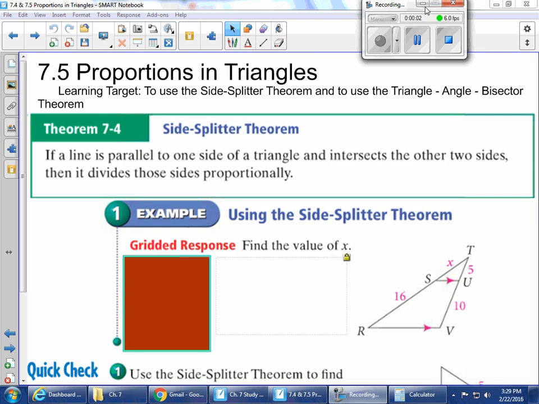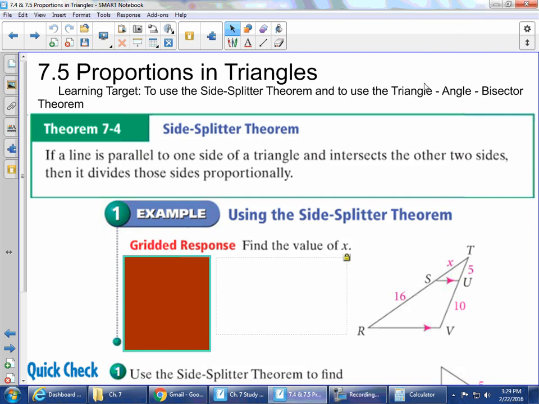Welcome to a lesson about proportions in triangles. If you've been with me the whole time, we've learned about proportions, what they are and how they work, what similarity is, what it means to be similar in polygons, and how to prove triangles congruent using the three methods we discussed in 7.3.